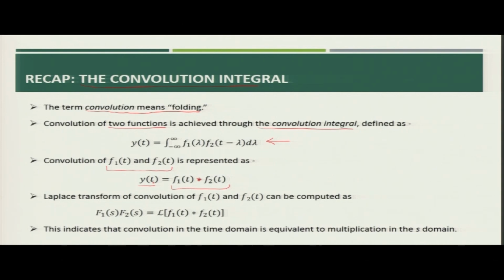Now, we also established that the Laplace transform of the convolution of f1 and f2 can be computed by simply multiplying the respective Laplace transforms of the functions f1 and f2. So, we said that F1(s) into F2(s) is nothing but the Laplace transform of the convolution of f1 and f2, which means that convolution in time domain is equivalent to multiplication in S domain.